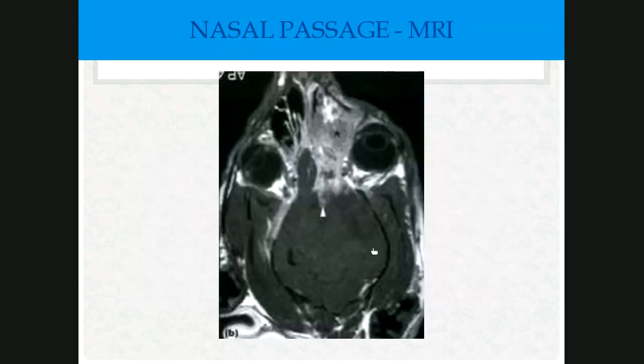For example, here there was a nasal neoplasm on the one side, which has shown some contrast uptake and invaded into the brain via the cribriform plate. So whereas MRI is not typically used for nasal disease, it can add a lot of information, especially if there is intracranial invasion.